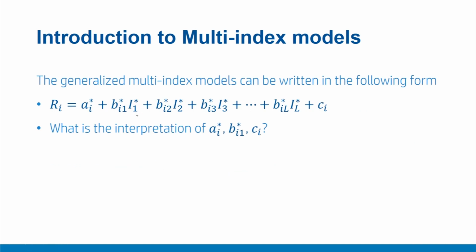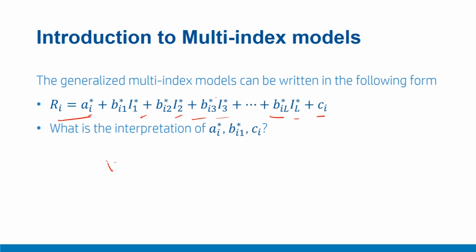The generalized multi-index model can be written in the form of this equation: Ri equals Ai star plus Bi1 star times I1 star plus Bi2 star times I2 star, and so on up till Bil star times Il star, plus Ci. What is the interpretation of these Ai star, Bij star and Ci? In this equation, the return on security i is expressed as a function of indices I1 star, I2 star, and so on up till Il star.